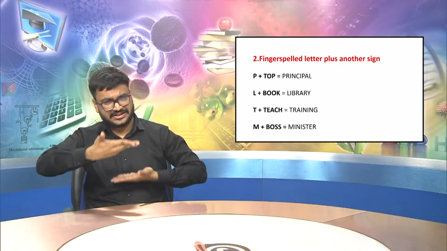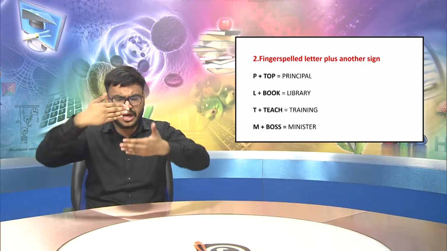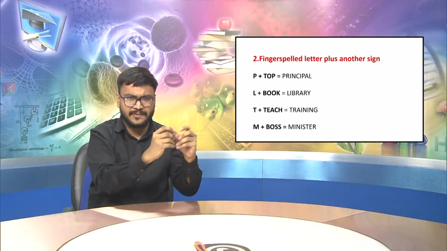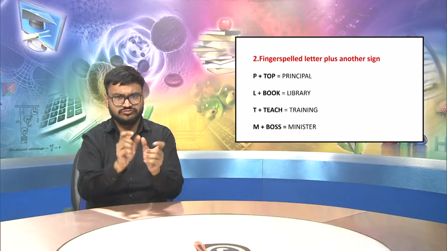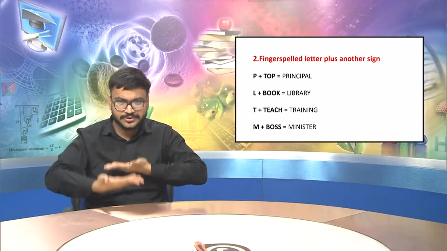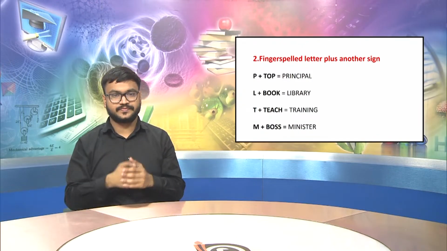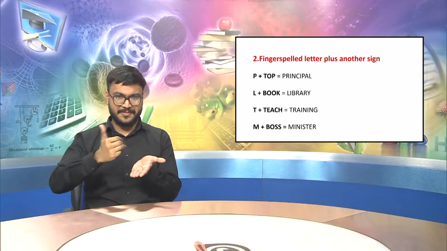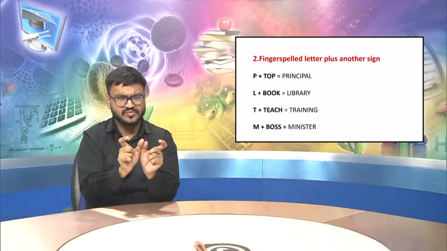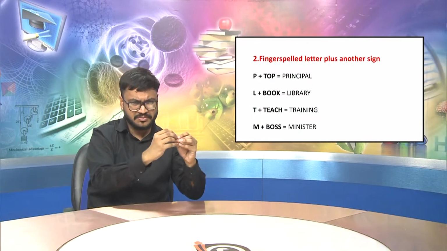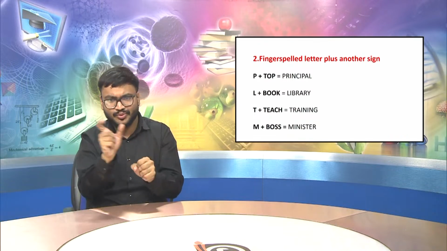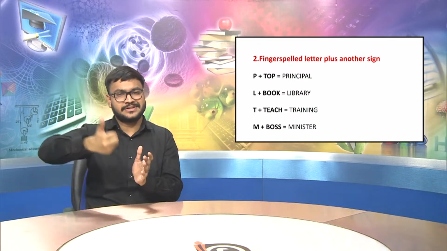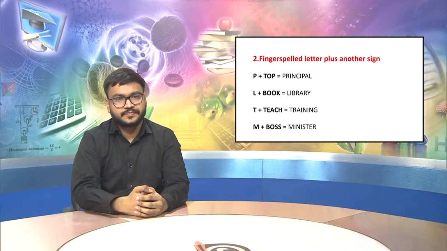Third, the sign of training. It also has two different words, and combining them we get the sign of training. And fourth, the minister. It also has the initial and the sign, which is M plus book, we get the sign of minister.